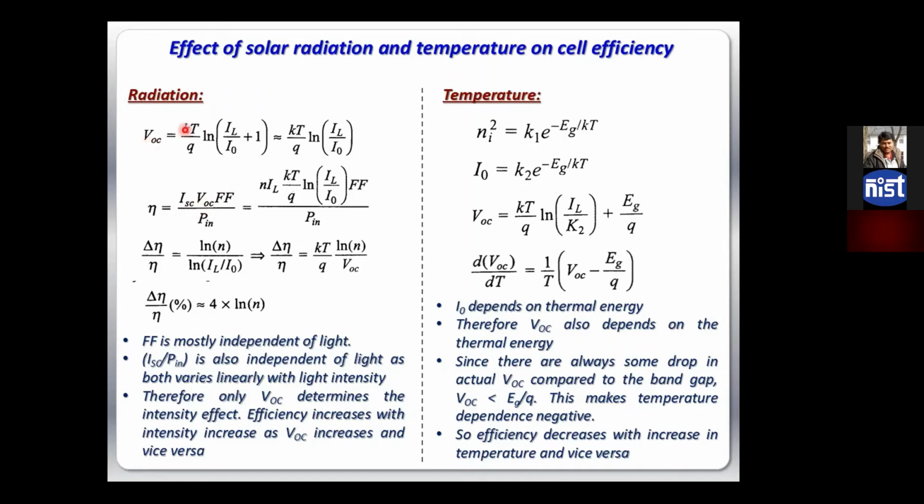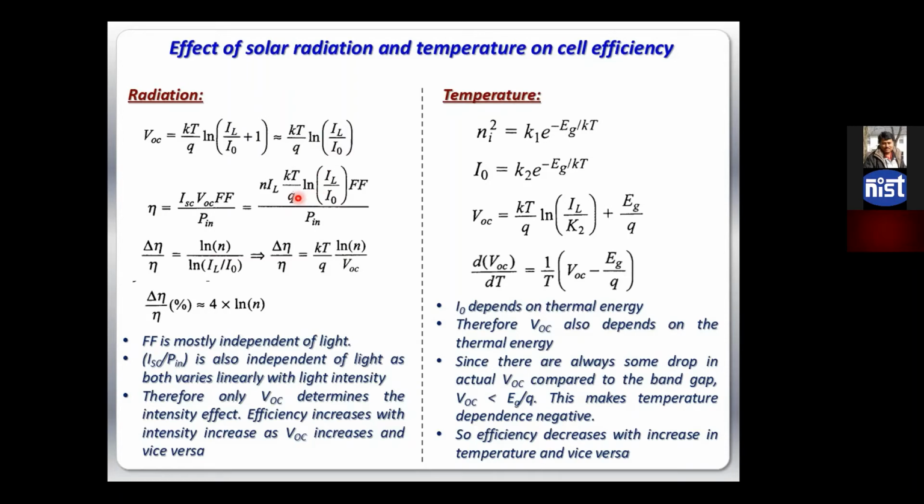So what is VOC? VOC is KT by Q log of photocurrent by saturation current, right? Plus 1, you can neglect this one because photocurrent is usually very, very high. So KT by Q log IL by I naught, right? Now, if you take a differentiation, delta n by n, you will come up with something like KT by Q log n by VOC, okay, because only the VOC is changing.